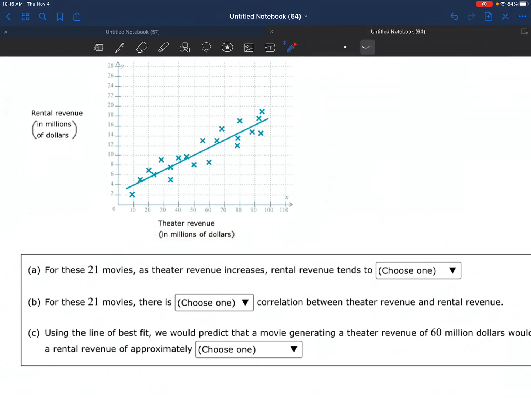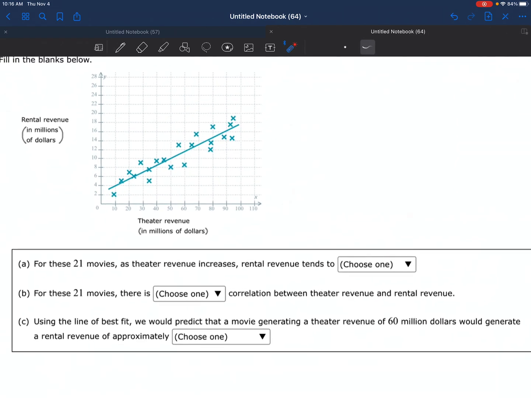Decrease. So as theater revenue, which is your X, increases, as it goes up, what's happening to your Y value? Okay, so what do you think you're going to choose here? Increase, right? For these 21 movies, there is a positive, negative, or no correlation. Positive, right? So we know it's going up. We're going to choose a positive correlation.